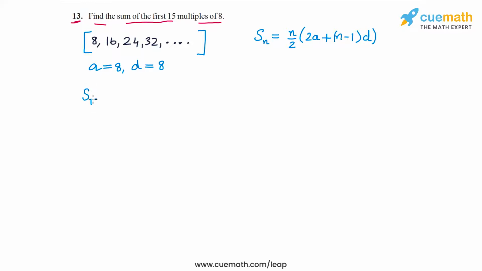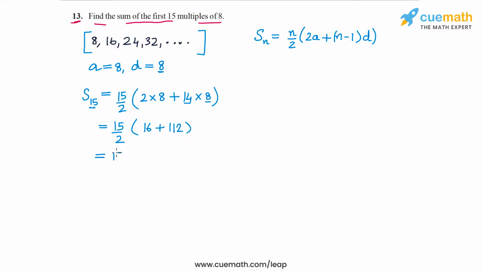So we have to find S15, the sum of the first 15 terms. This will be equal to 15 by 2 into 2a, so 2 into 8, plus (n minus 1). Here n is 15, so n minus 1 is 14, into d, and d is 8. So 14 into 8. We get 15 by 2 times 2 into 8, which is 16, plus 14 into 8, which is 112. So this is what we get.